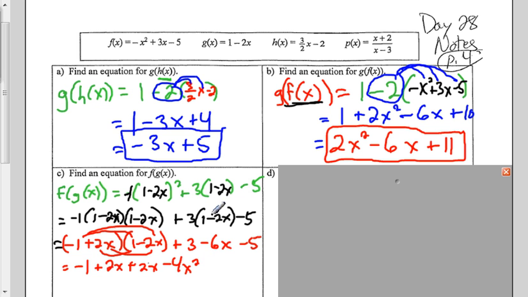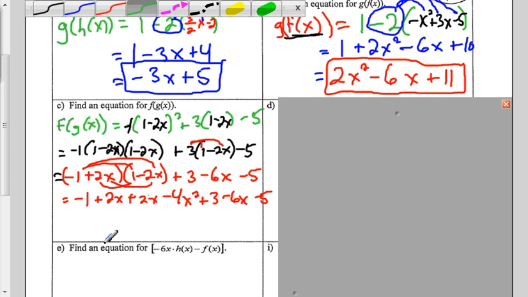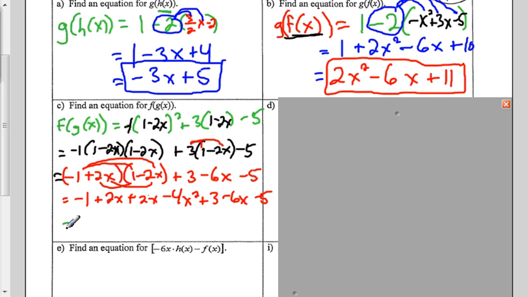I had previously taken the 3 and distributed it to each and every term here. Plus 3 minus 6x minus 5. The last step will be to combine like terms. I only have one x squared term, so that'll be -4x squared. We have 2x and 2x is 4x, minus 6x is -2x. For constants, -1 and +3 is +2, minus 5 is -3. So my final solution is -4x squared minus 2x minus 3.